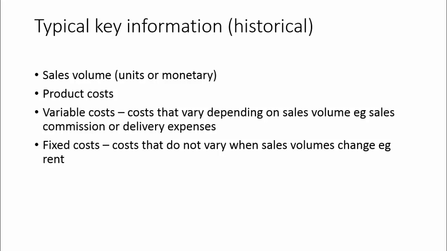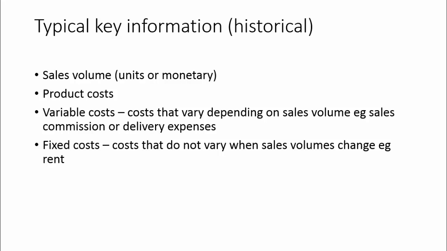Typical key information we would look at. So we'd go back into the accounting records, we'd have discussions with the business managers. We would then look at the key financial information of the last few years. What were our sales? The number of units we sold, or the monetary units, so the dollar unit or whatever currency we're working in. What were the costs, product costs? What did it cost us to make the product or to sell the product?